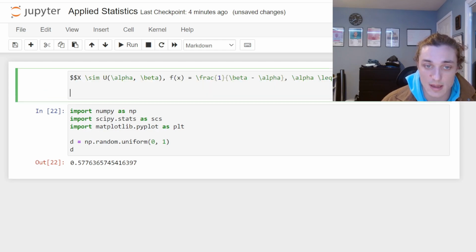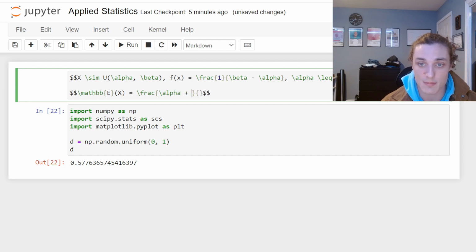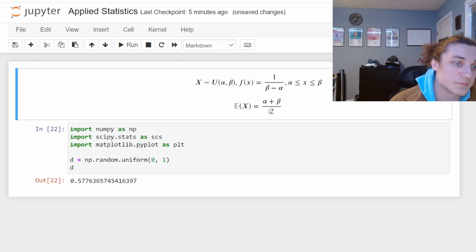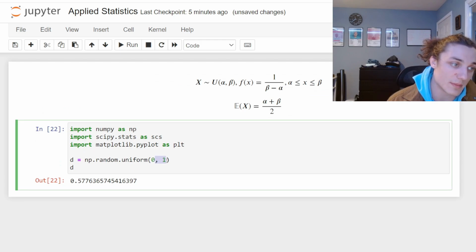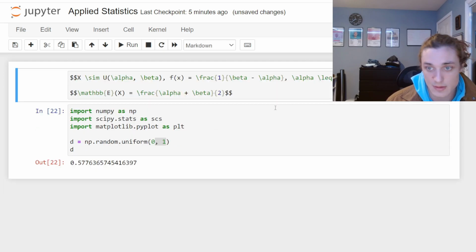As it would turn out, the expectation, so we'll do E of x, is going to be equal to alpha plus beta, divided by 2, right, and that's pretty simple. It's the start point plus the end point divided by 2. Okay, and that shouldn't be a surprise to anyone. If we have equal probability of selecting a number between 0 and 1, we're just going to add the start, add the end, divide by 2.